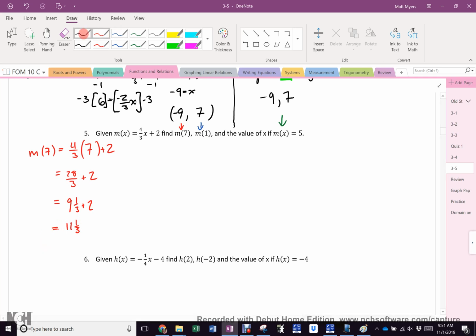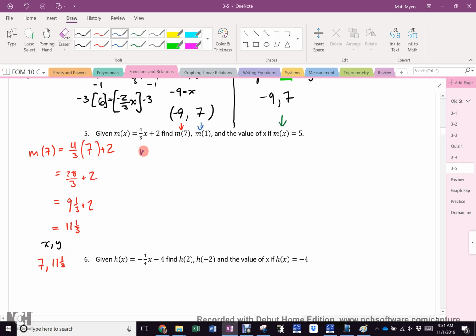What is the point on the graph? It will be in the form, as always, of xy if it's going on a graph. What will it be? Jacqueline? 7, 11 1/3. Right? Easy peasy, lemon squeezy.